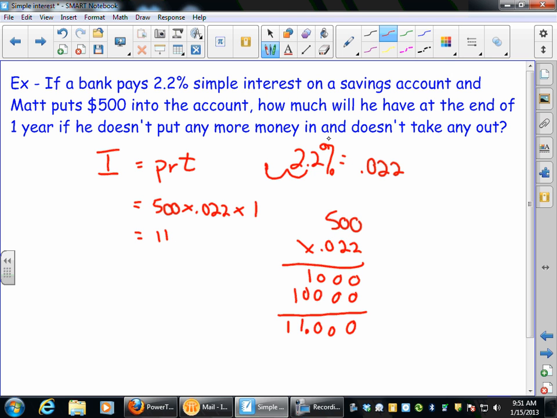So the question, though, remember, go back and check the question. How much will he have at the end of a year? Well, he'll have the $500 he put in plus the $11 in interest, so he'll have $511. So just make sure, write the formula down. Be careful when you're multiplying. Remember to change percent to a decimal. And then make sure you read the question and see, do they just want the interest or do they want the final amount? So you have to make sure you're answering the right question.